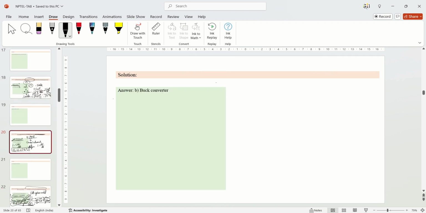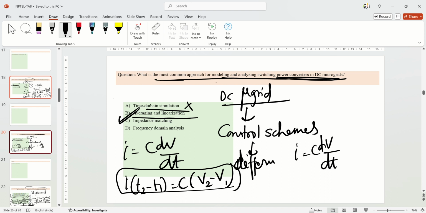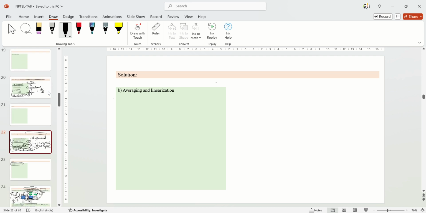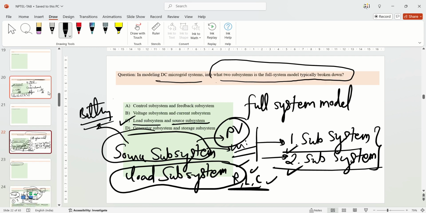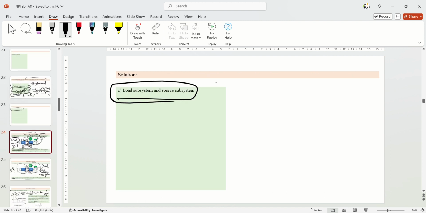Okay. And then the most common approach for modeling and analyzing the switching power converters in the DC microgrid, one of the questions, that is averaging and linearization. Then we have studied the two subsystems in the full system model, which can be broken down and studied, because in the modeling you have to bifurcate the system, then analyze and connect them all. Okay. So here two things are there: the load subsystem and the source subsystem.